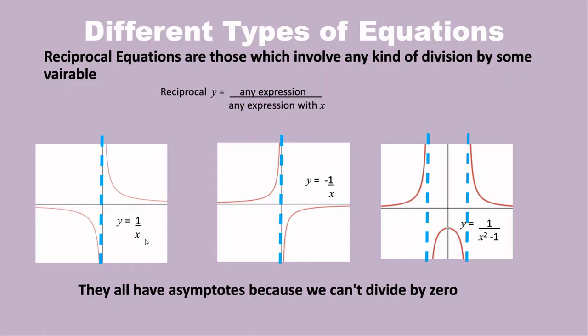So on this curve, you should see that x cannot be equal to 0. On this curve, you should see that x cannot be equal to 0. And on this curve, you should see that the denominator can't be equal to 0, in which case this could not be equal to 1, because x squared would be 1 and 1 minus 1 would be 0. Or negative 1, because negative 1 squared would be 1 and 1 minus 1 would be 0. We can't divide by 0.